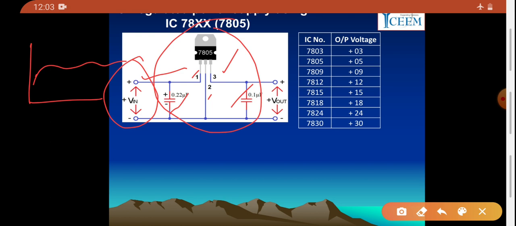Here the number is 7805, meaning 78 is positive and 05 is the output voltage. Various options are available in the market. If the number is 7803, output will be plus 3 volt, then plus 5 volt, plus 9, up to plus 30. The IC manufacturing companies are providing these options depending on the market requirement. So from 7803 to 7830 the options are available.